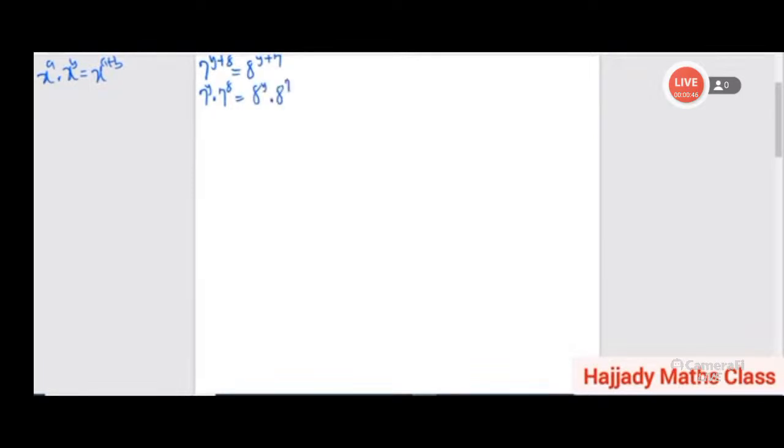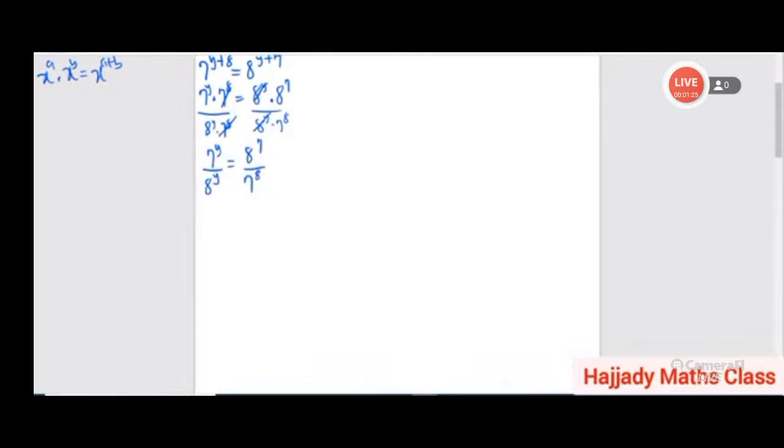With this we can divide both sides by 8 raised to power y times 7 raised to power 8. So 7 raised to power 8 is going to cancel out 7 raised to power 8, and 8 raised to power y is going to cancel out 8 raised to power y. I'm going to be left with 7 raised to power y divided by 8 raised to power y equals 8 raised to power 7 divided by 7 raised to power 8.